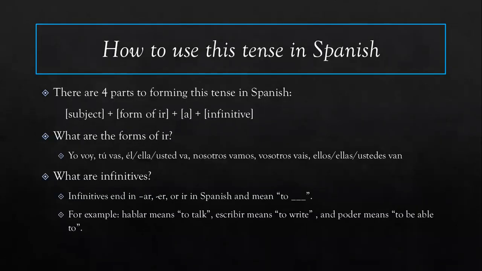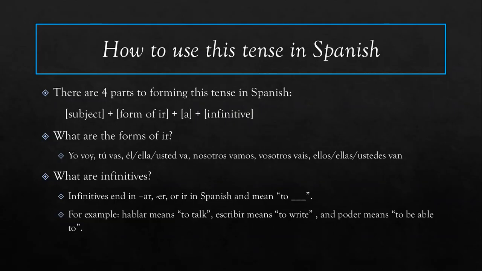Similarly, there are four parts to forming this tense in Spanish. We have a subject, a form of ir, a, and an infinitive. Remember that ir means to go, so it makes sense that you would use this verb when forming this tense. So let's review the forms of ir. We have yo voy, tú vas, él, ella, usted va, nosotros vamos, vosotros vais, ellos, ellas, ustedes van.